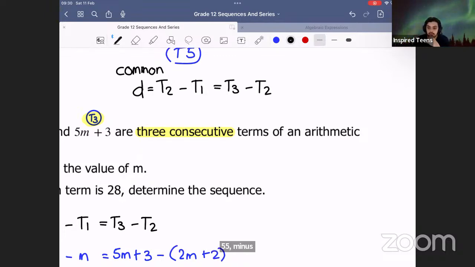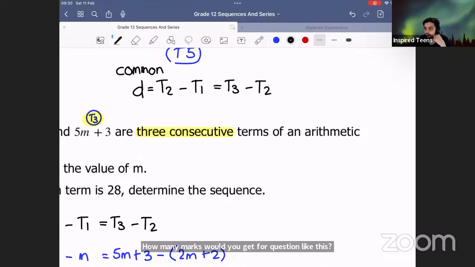How many marks would you get for a question like this? Okay, it depends. The marks could be split, but generally I would say for this specific question, 3 to 4 marks.